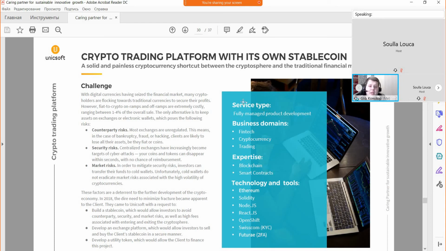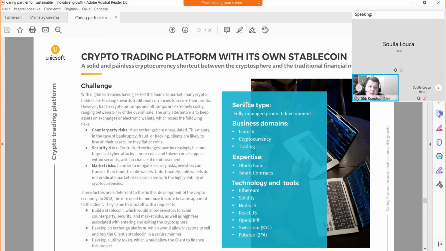The first one, and maybe the biggest one, is a crypto trading platform with its own stablecoin. This product was developed for a company in Switzerland, and the motivation for building such a platform was exactly to simplify the access for investors to the crypto market and help them to secure their assets without high transactional fees. All of us know that cryptocurrency is a very volatile asset, and all the investors have to secure their profits in some kind of stable currency.